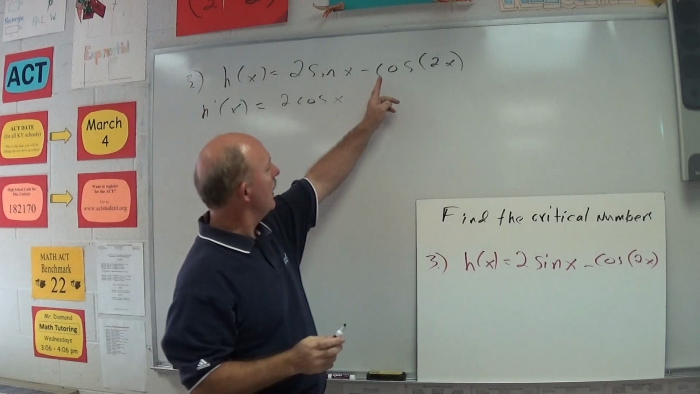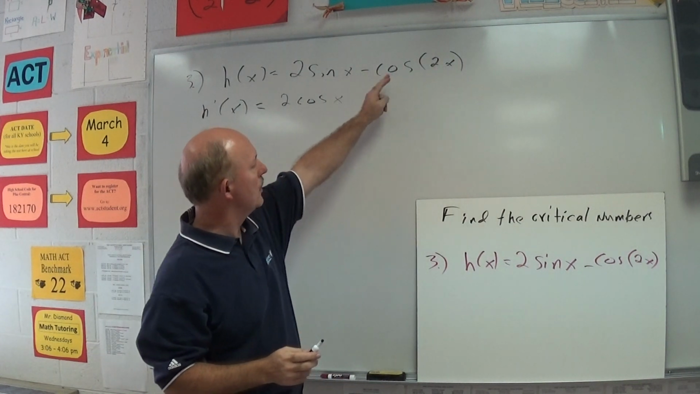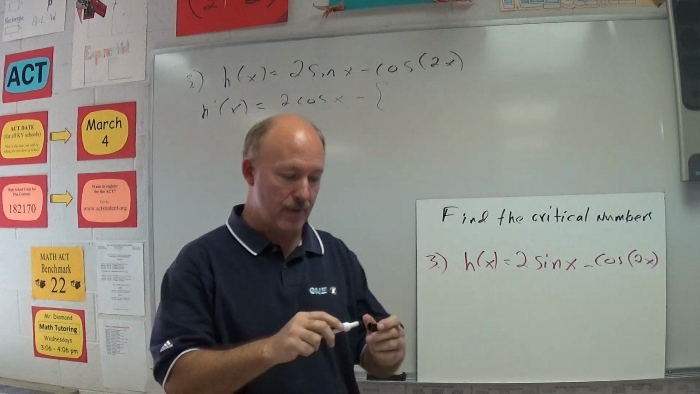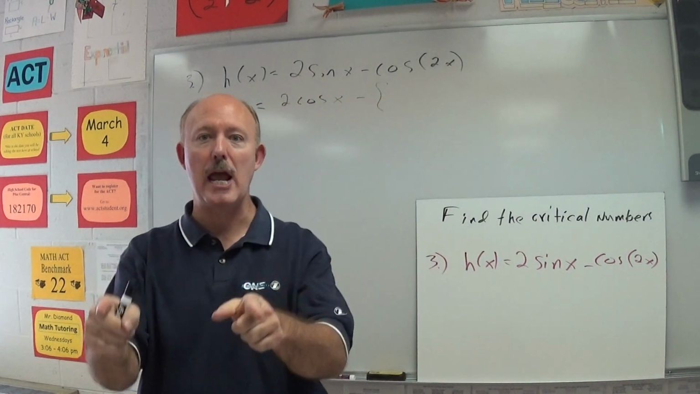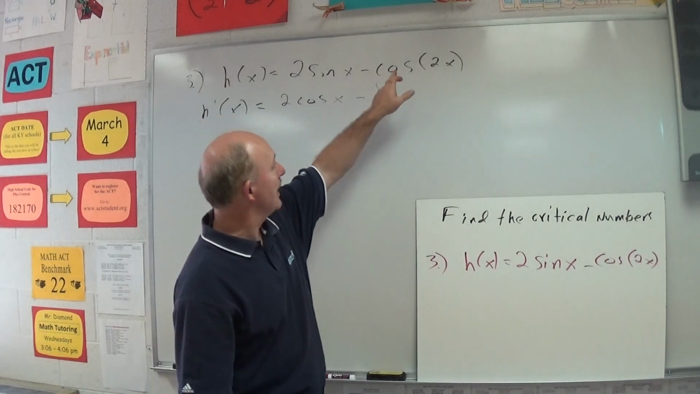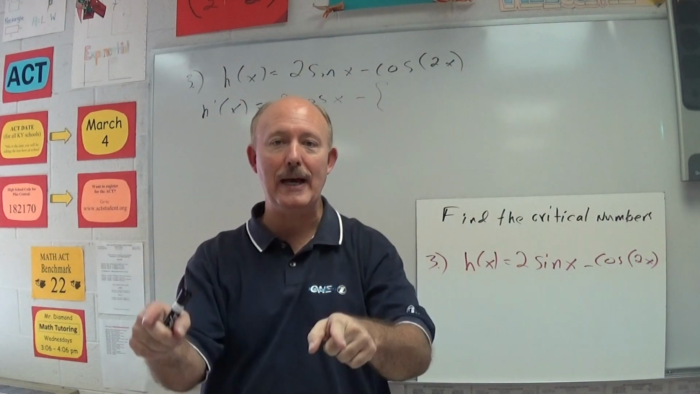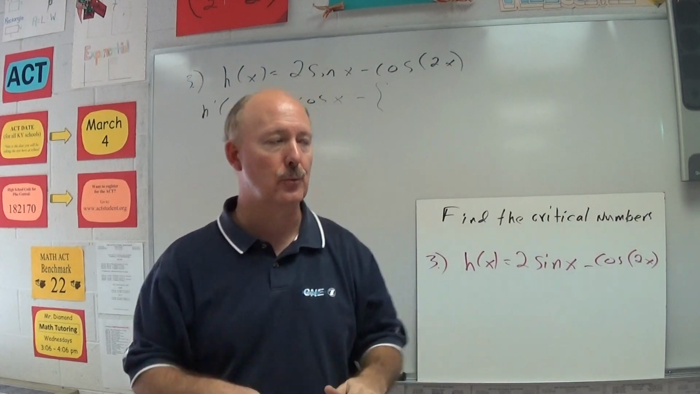Let's see, now the derivative of cosine 2x, now this is negative cosine 2x. This would be minus. Now, as you take the derivative of cosine 2x, we have to use the chain rule. The outside part of the function is cosine. The inside part of the function is 2x. So we got to use the chain rule to take this derivative.